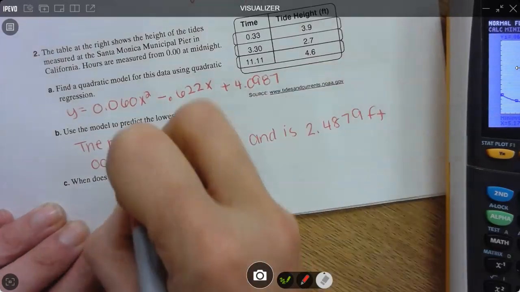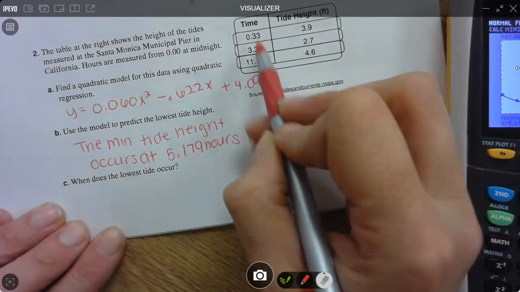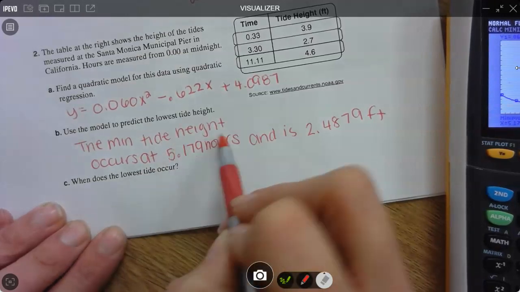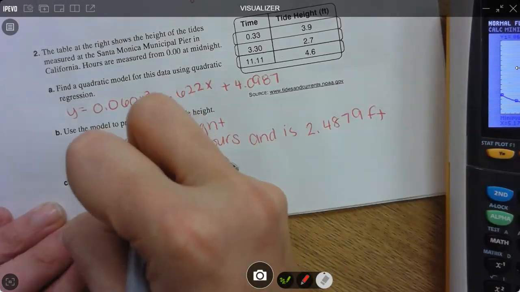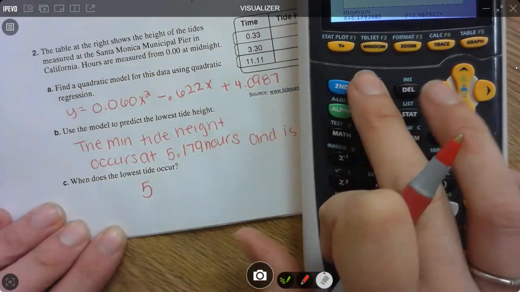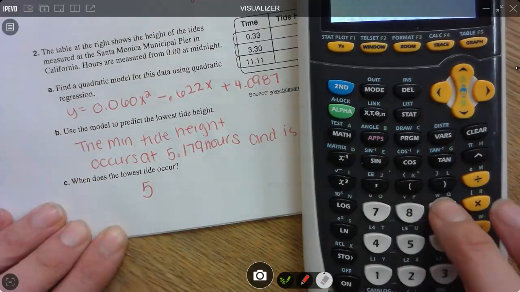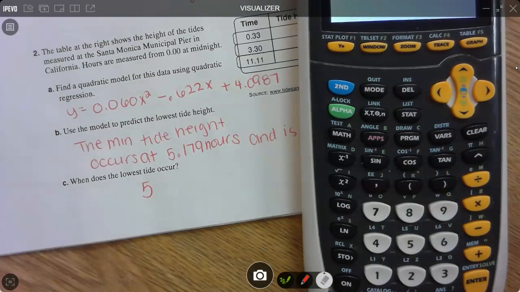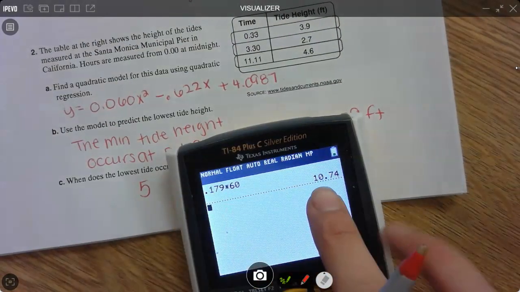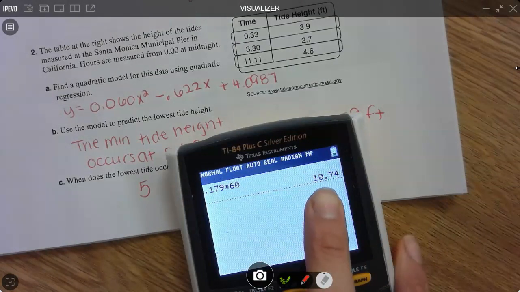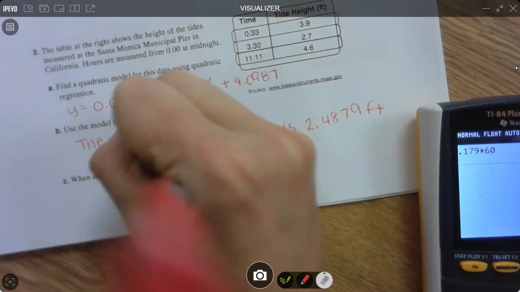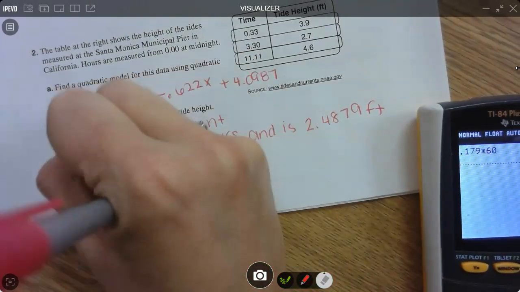When did it occur? So in terms of time, 5.179 hours is 5 hours after midnight. So that would be at 5, and then to get 0.179 into hours and minutes, you would multiply it by 60. So that would be about 11 minutes into 5 a.m. So it would occur at 5:11 a.m.